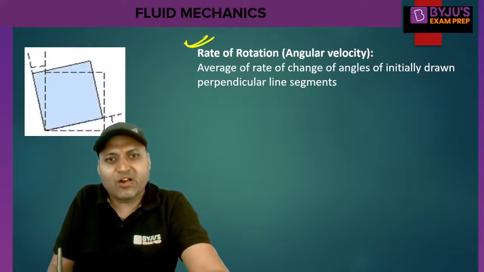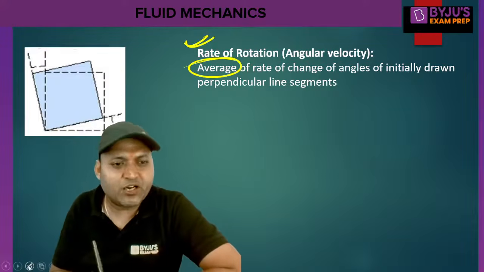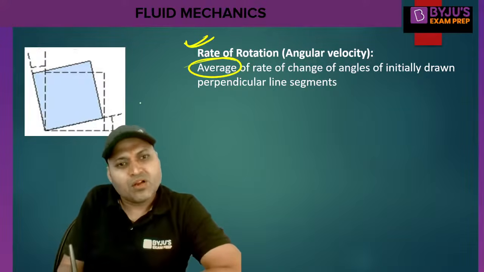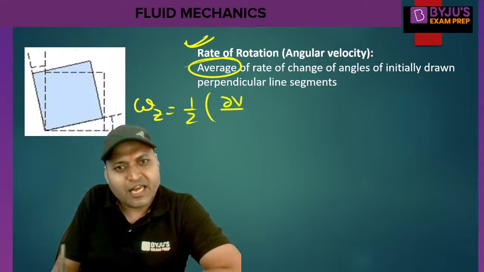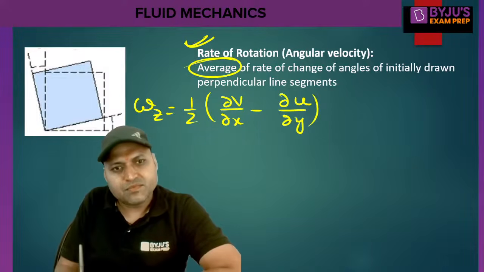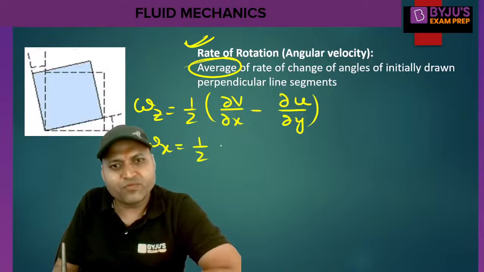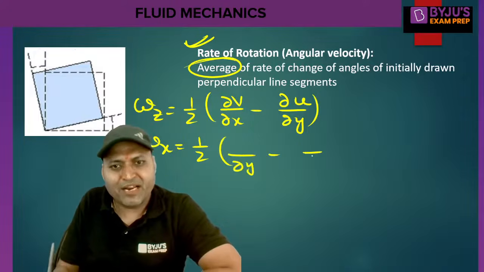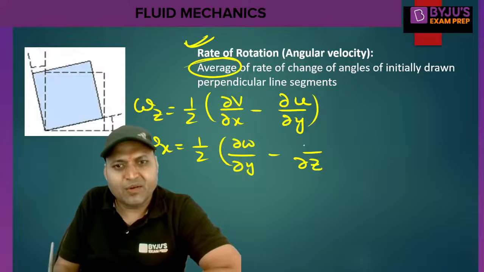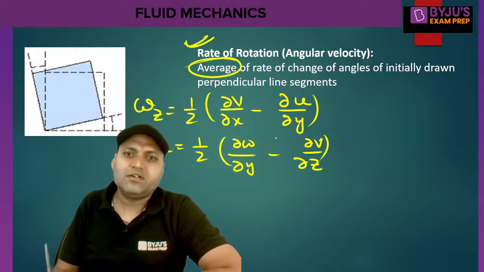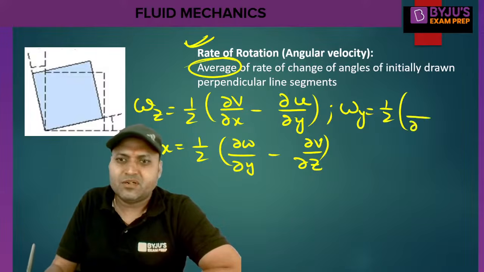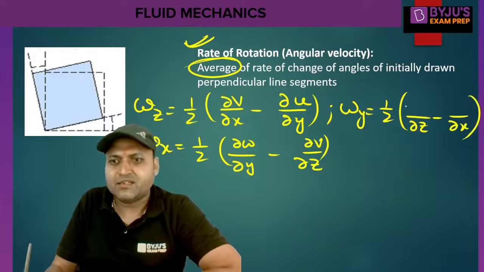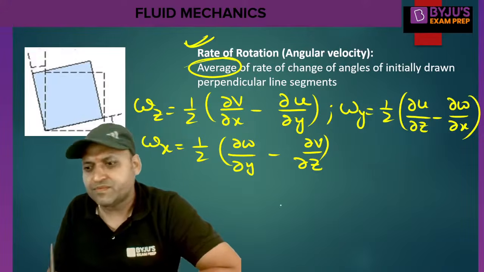Rate of rotation or angular velocity is the average of rate of change of initially drawn perpendicular line segments. Omega about z-axis is equal to half of del v by del x minus del u by del y. Omega about x-axis is half of del w by del y minus del v by del z. We can write omega about y-axis as half of del u by del z minus del w by del x.